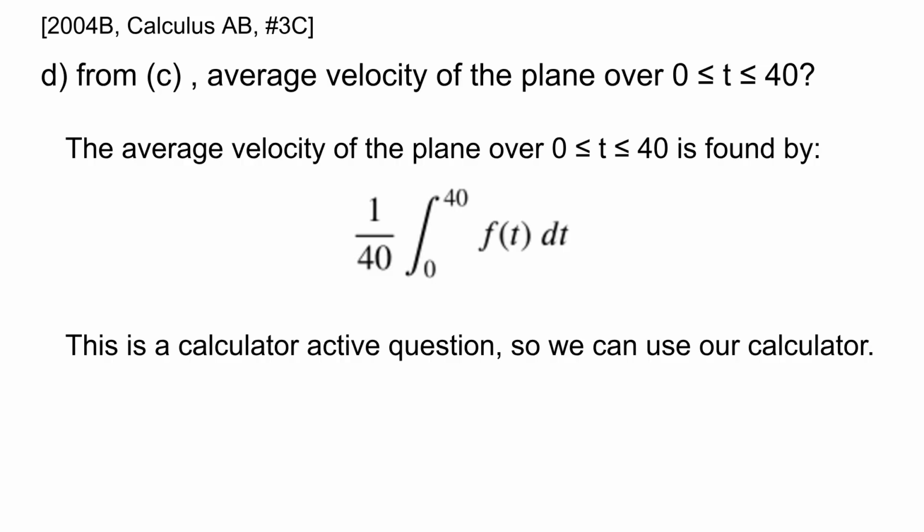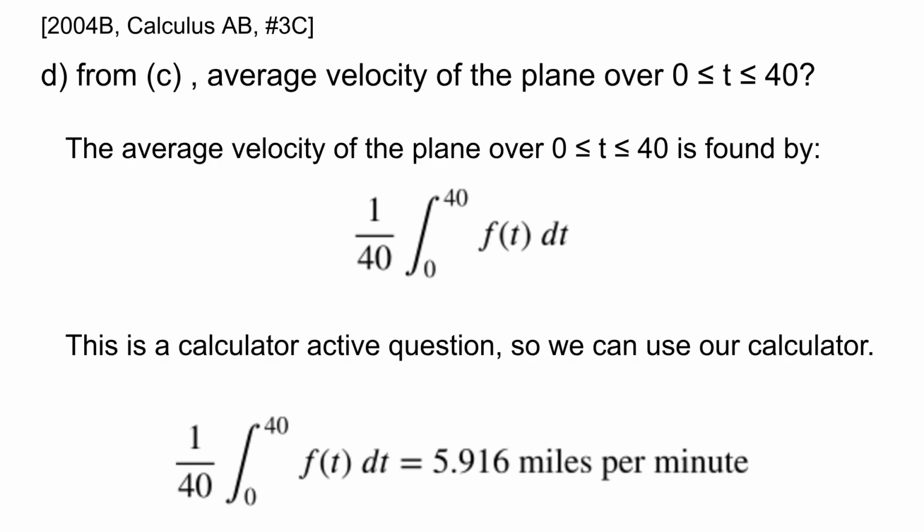And again, this is a calculator active question, so we will use our calculator. 1/40th, the integral from 0 to 40 of f of t dt is 5.916 miles per minute.